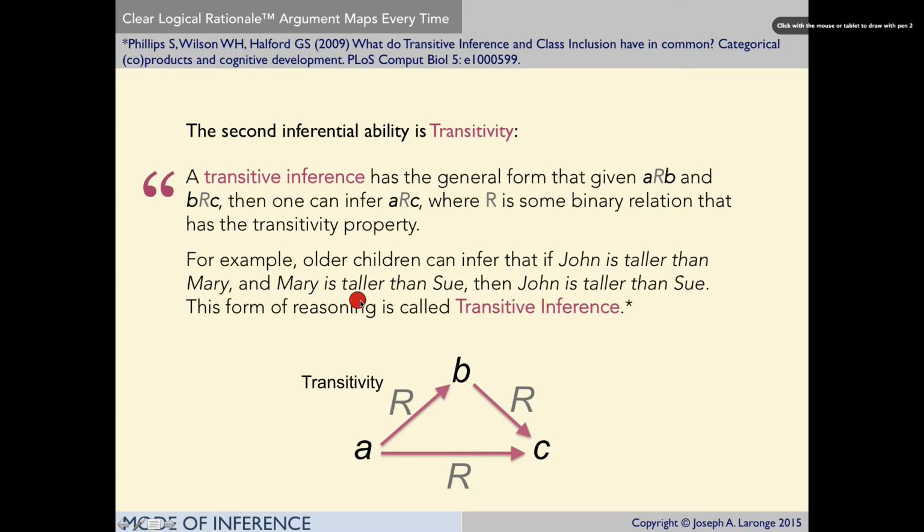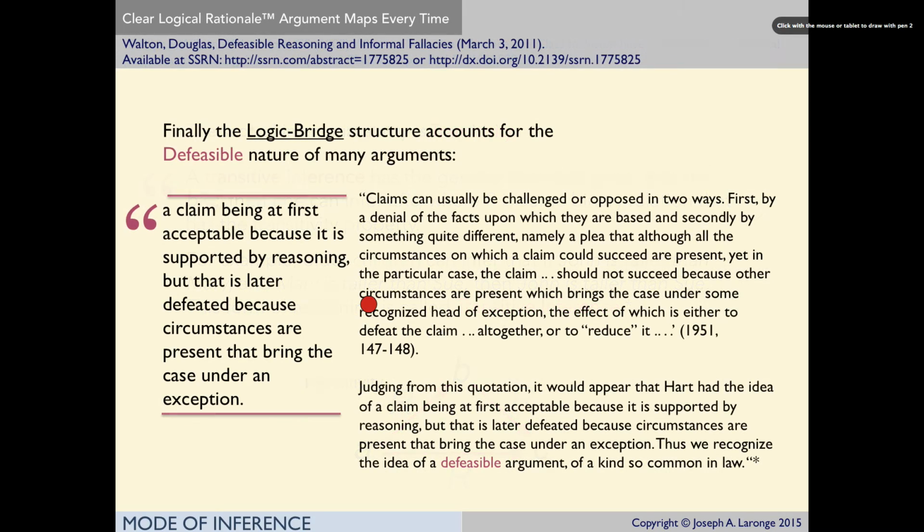Not every relationship is transitive, but the logic bridge model relies on class inclusion, or membership, and membership is transitive. And that's where the power of the logic bridge comes from. Remember, we're talking through each part of the name, defeasible class inclusion transitivity, which is the academic name for the logic bridge.